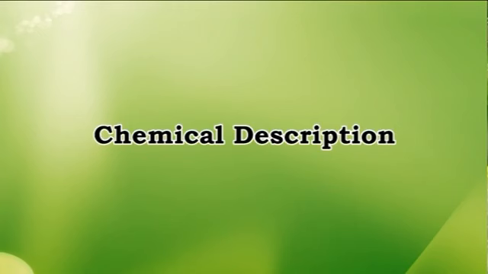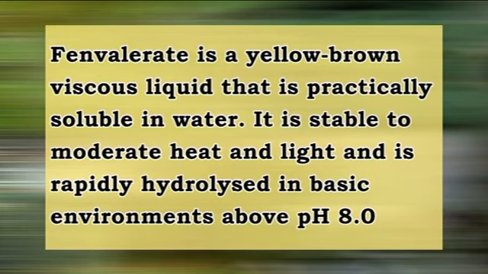Coming to chemical description of fenvalerate. Fenvalerate is a yellow-brown viscous liquid that is practically insoluble in water. It is stable to moderate heat and light and is rapidly hydrolyzed in basic environments above pH 8.